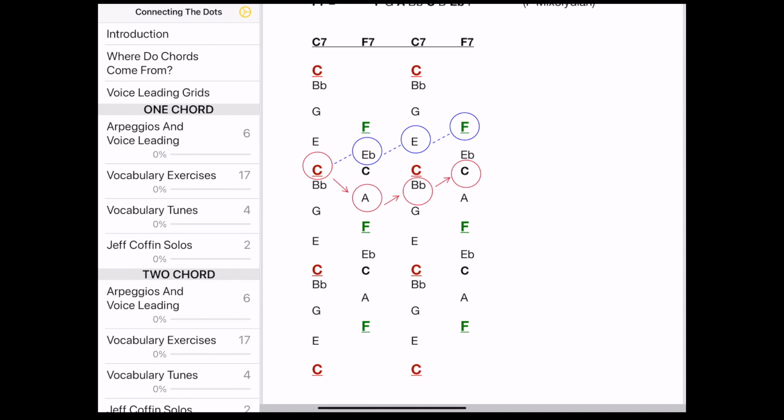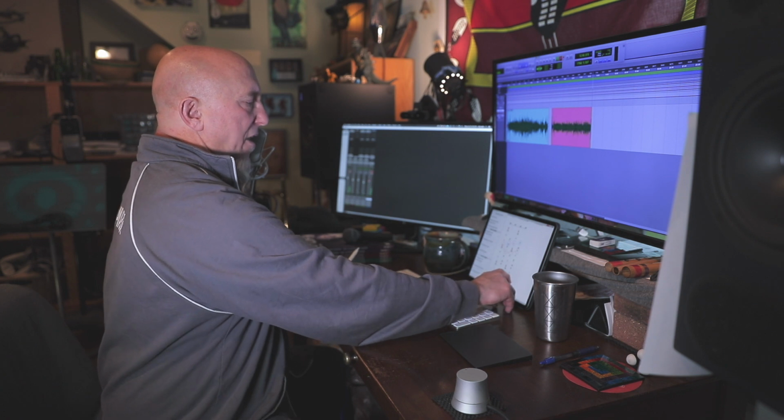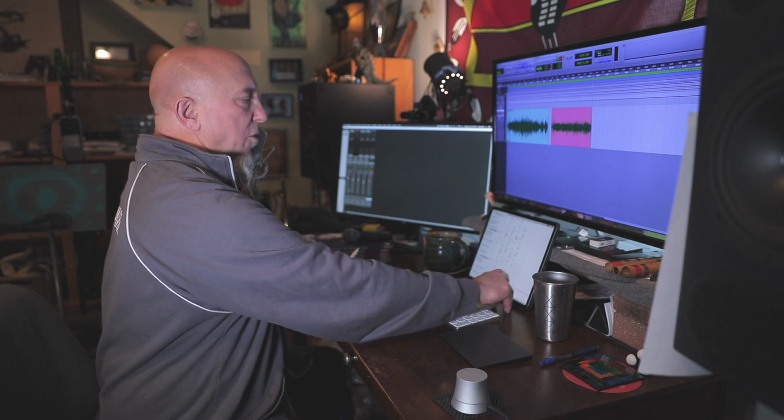From the A, I could have either gone down to the G or up to the B flat. I went to the B flat. From the B flat, I could have either gone back down to the A or up to the C. I went up to the C. So this is just showing you that you have choices. And when you start to make those choices, you get to choose on what you like best.